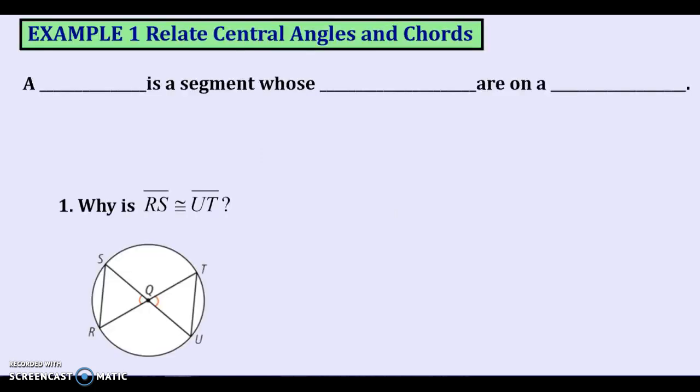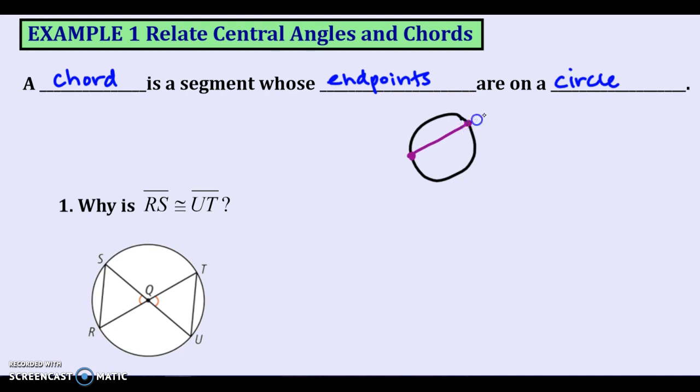First, we're going to define what a chord is. So a chord is a segment whose endpoints are on the circle. So as I draw my circle, I could have a chord here, endpoints on the circle. I could have a chord that goes from here to here. As long as those two endpoints are on a circle, those are chords.